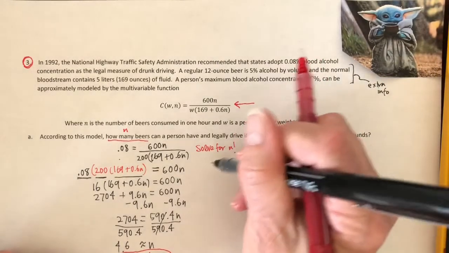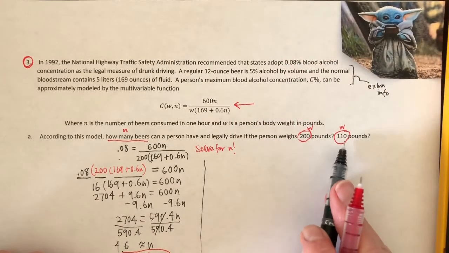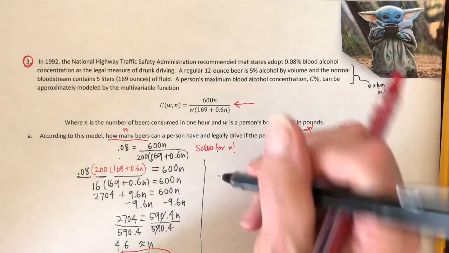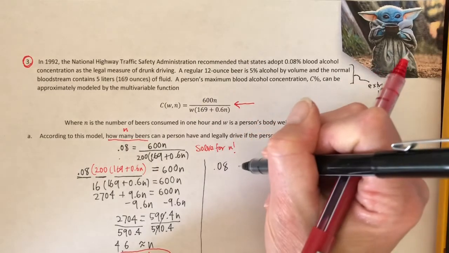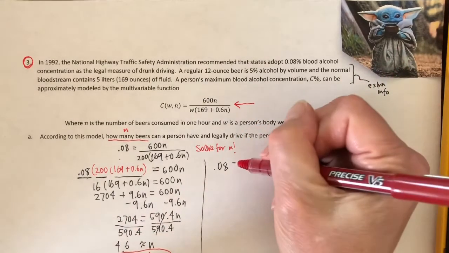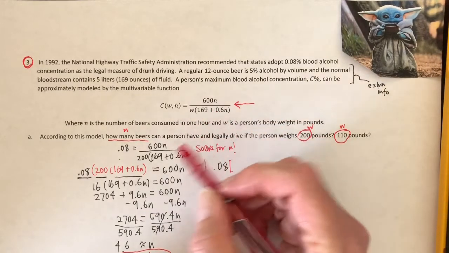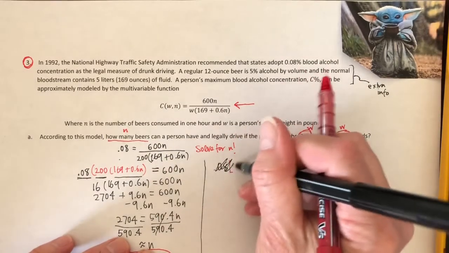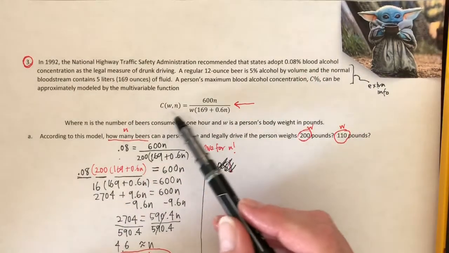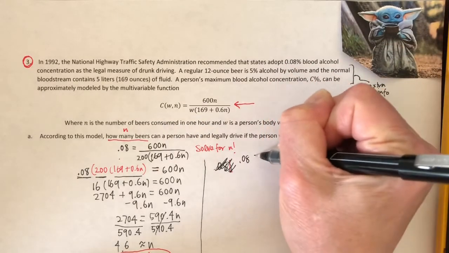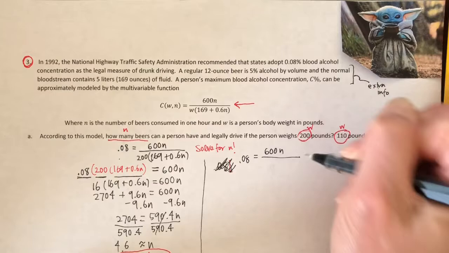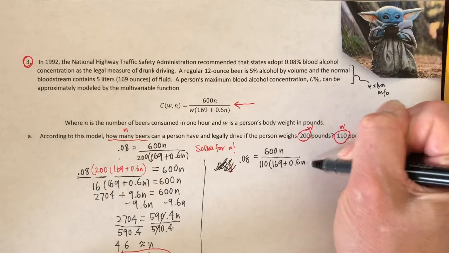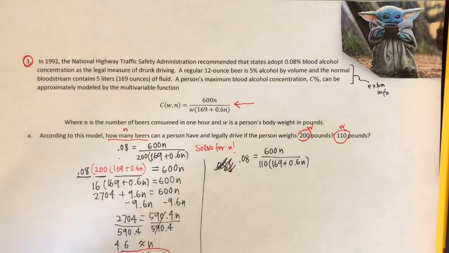Let's answer the question for the 110 pound person. Totally similar strategy, process. The only number we replace is this W right here. I guess I shouldn't skip that step. Using this formula, we know that we want 0.08 to equal 600 N over the weight, which is 110 now, times 169 plus 0.6 N. We're going to solve this equation for N using the same steps that we did here.